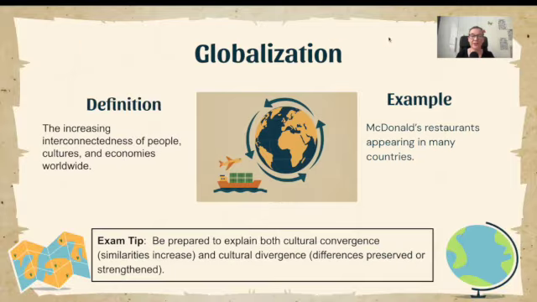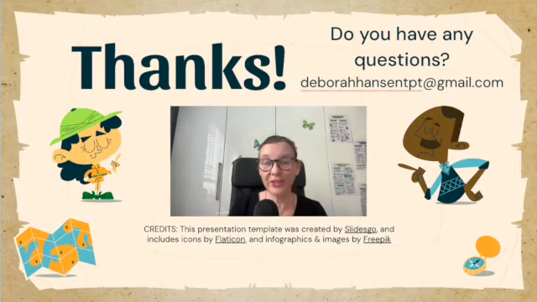Globalization. The definition is the increasing interconnectedness of people, cultures, and economies around the world. For example, McDonald's restaurants appearing in many countries. Exam tip. Be prepared to explain both cultural convergence, where similarities increase, and cultural divergence, where differences are preserved or strengthened. These are key terms that are going to show up in Unit 3. Okay, so those are the important key terms for 1.6.